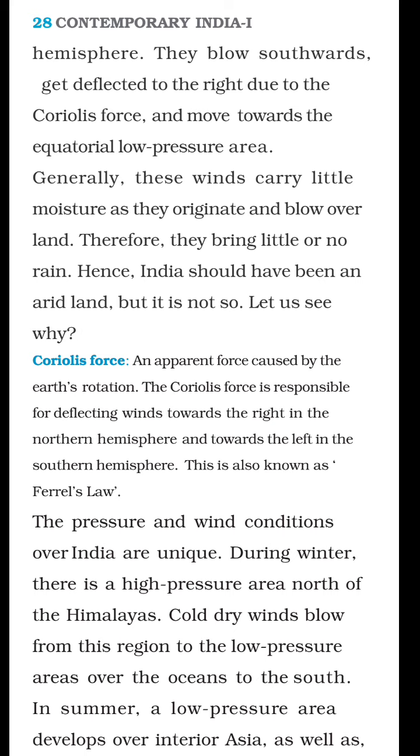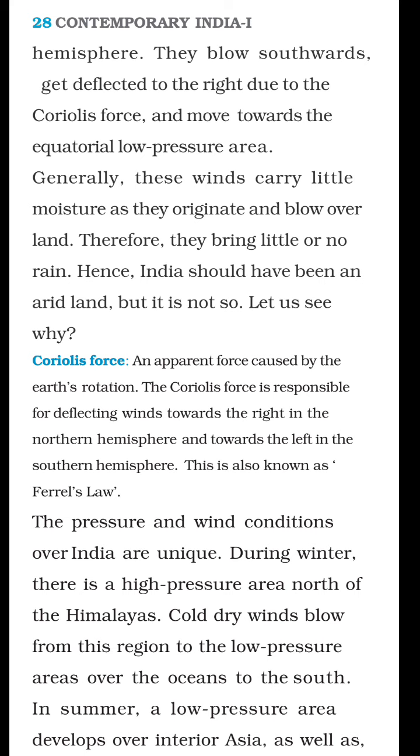Generally these winds carry little moisture. When the wind current flows from land to oceanic area, it does not have much moisture, so it won't have clouds on it. That's why it is not a rainy, windy area, and it does not have much cloud content.